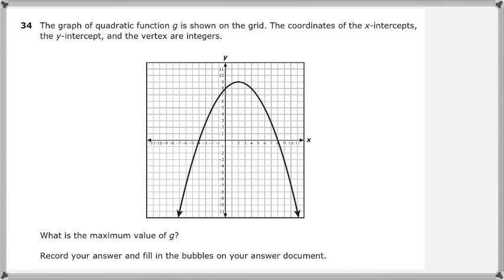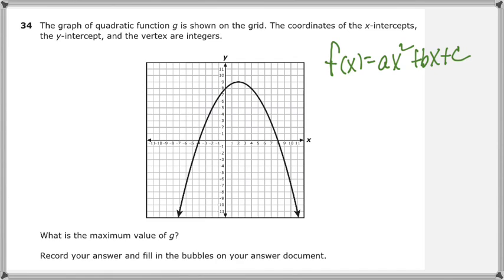So we're trying to find the vertex. Actually, we're trying to find the maximum of g. When a parabola opens downwards, the standard form of a quadratic function is f of x equals ax squared plus bx plus c.